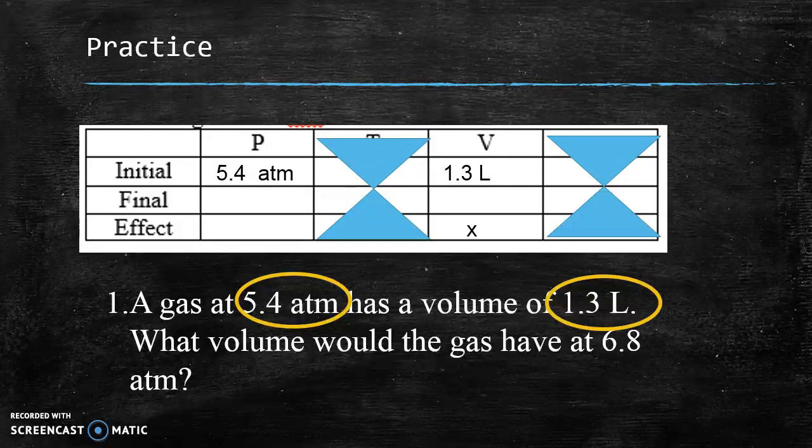Now we're going to figure out what the final values are. We have the question, what volume would the gas have at 6.8 atmospheres? So volume is our unknown, and we have that the final pressure is 6.8. I moved that x up to the final. X is our unknown, and it's asking us what volume is, that's why we put the X, but it tells us our final pressure is 6.8 atmospheres.